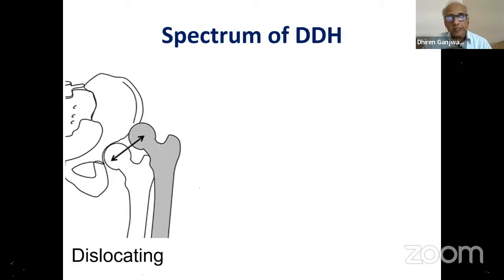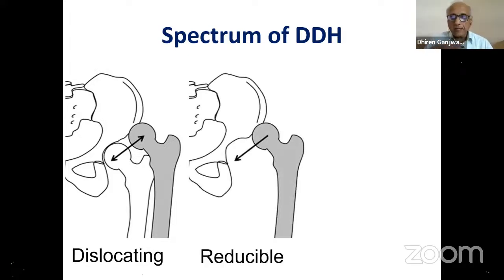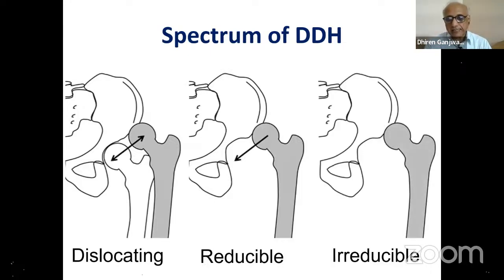Then comes the case where it goes out completely and then gets reduced automatically. So this is dislocating or dislocatable. The next in the spectrum is where the hip is dislocated, but it can be reduced. That's reducible dislocation. And the last is irreducible dislocation. So all these are basically dysplasia. Dysplasia includes everything.